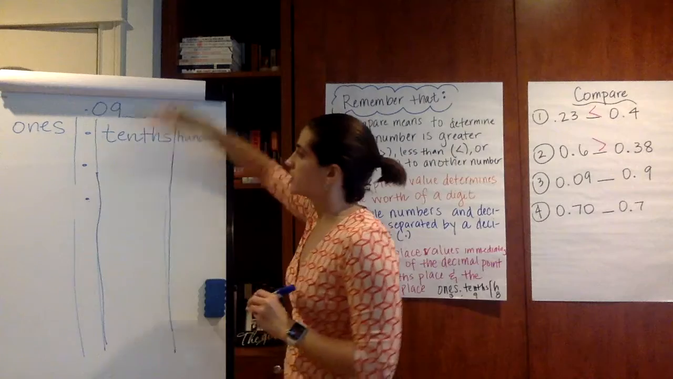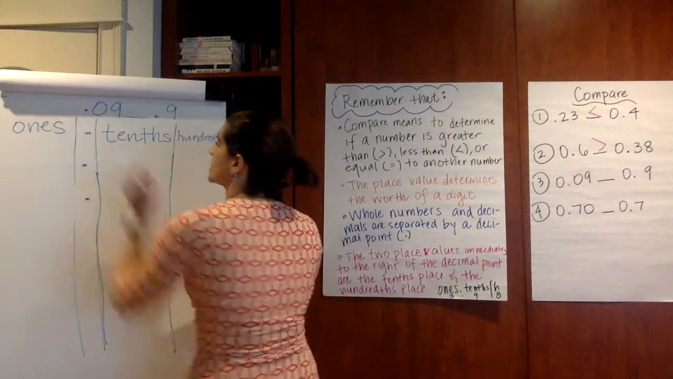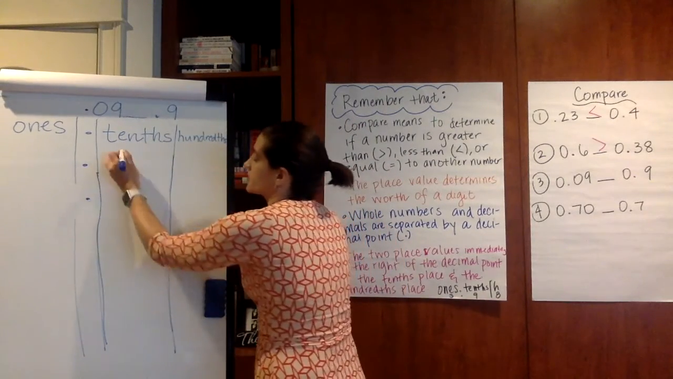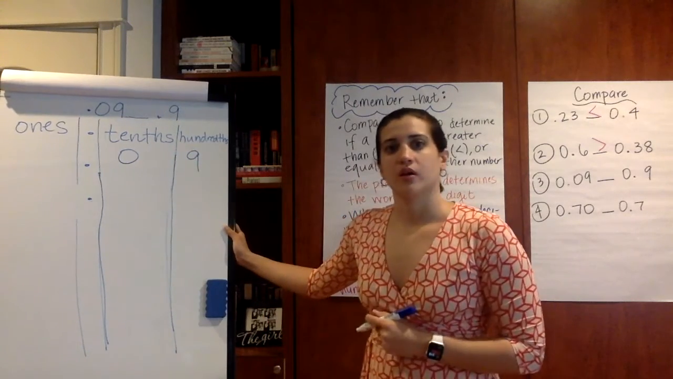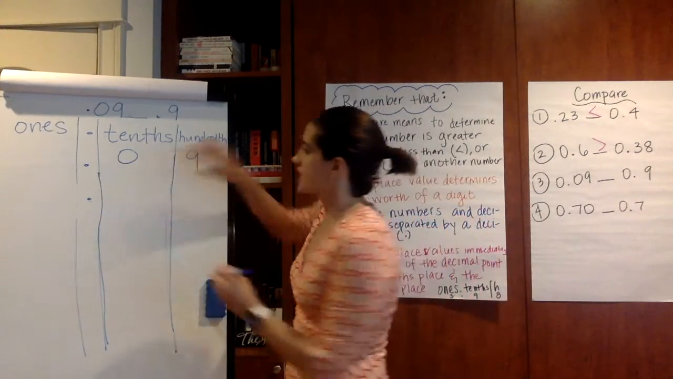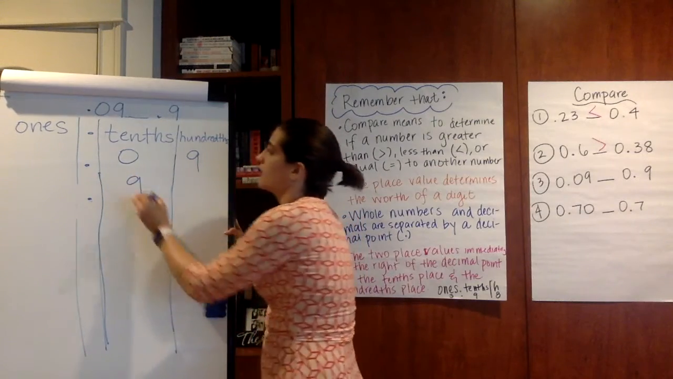And I make sure to place it where it goes. I have the decimal point, then I have 0 in the tenths place and 9 in the hundredths place for 9 hundredths. For 9 tenths, it is 9 in the tenths place.